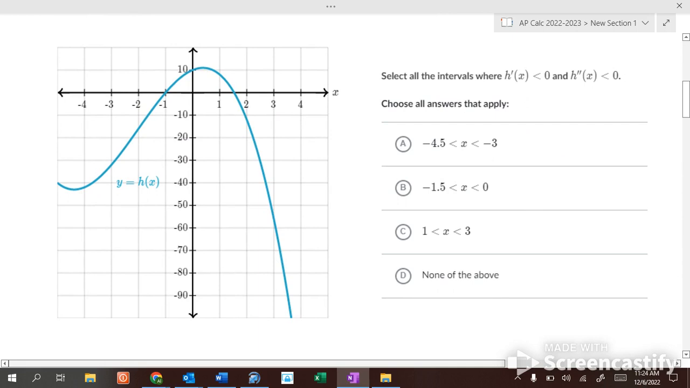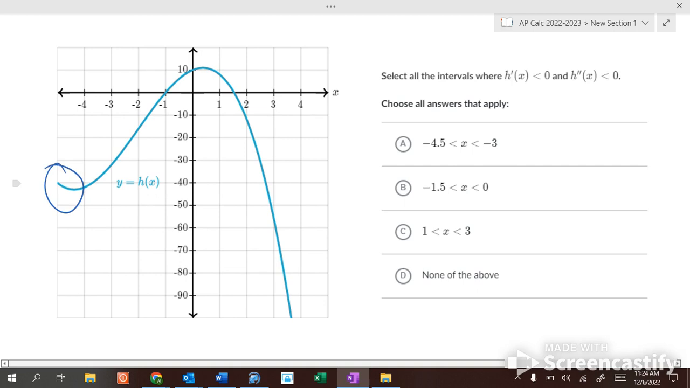What does the first derivative tell you about a line? Slope. The second derivative tells you concavity. First derivative tells you slope. Second derivative tells you concavity. Now, this question asks where the slope is negative and the concavity is negative, or where it is concave down. So where is the slope down? Where's the line going down, and the coffee cup pouring out?